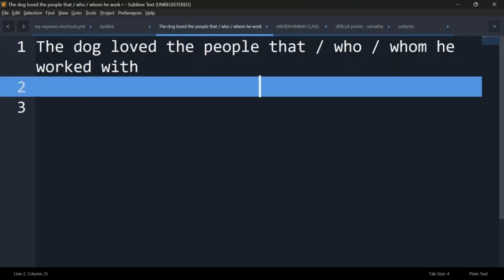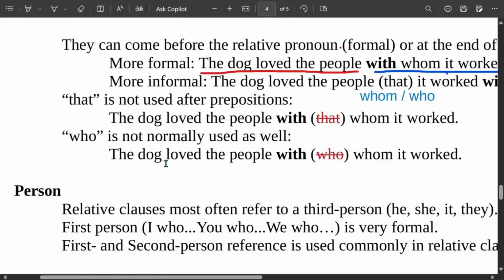Then, the dog loved the people with who, we don't say that. Who is not normally used as well. It's not used in this way. Even though this pronoun is okay for people, if there's a preposition here, it's not okay. Imagine there is no whom. You want to use who, you cannot, or at least we don't do that. I put whom because this is wrong, so I put the correct one: with whom. Even though this is a bit more formal, remember we use who instead of whom most often. But in this position, you use whom, you cannot use who.